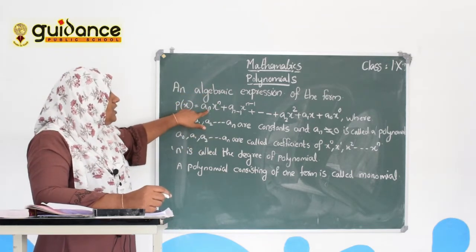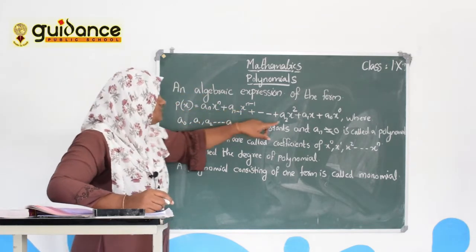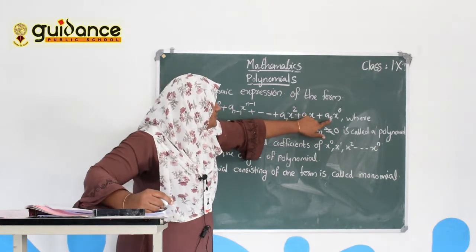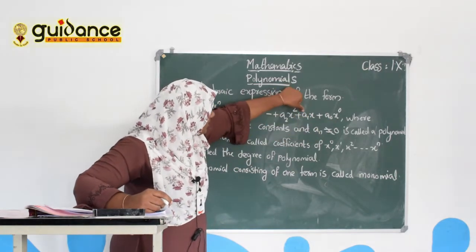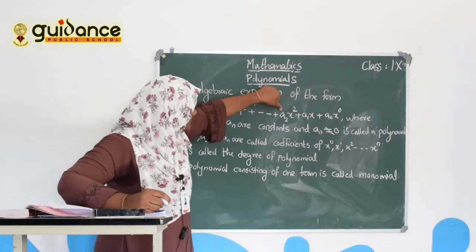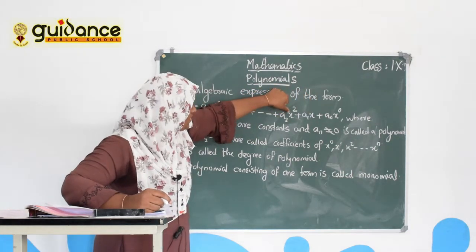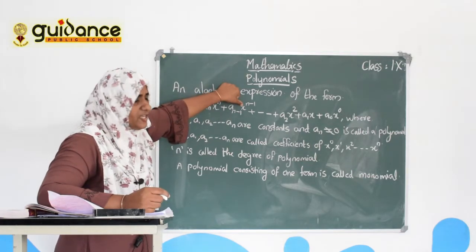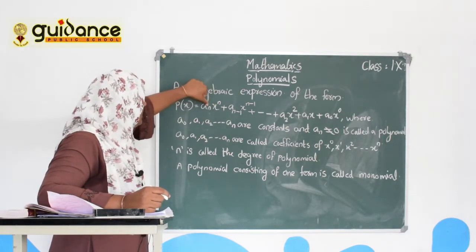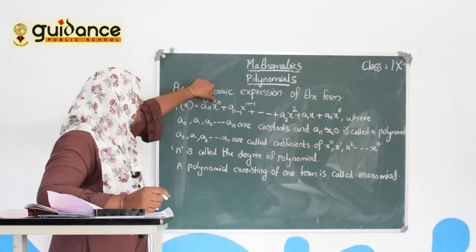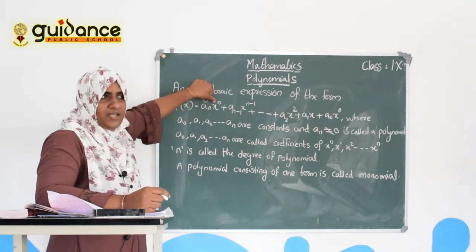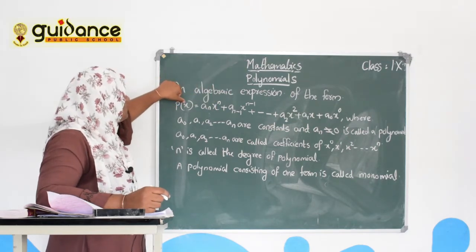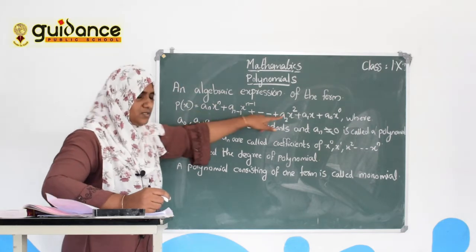The a0, a1, a2 up to an are called the coefficients. a0 is the coefficient of x raised to 0, a1 is the coefficient of x, a2 is the coefficient of x square, an minus 1 is the coefficient of x raised to n minus 1, and an is the coefficient of x raised to n. Understood? A polynomial is of the form p of x equal to this form.